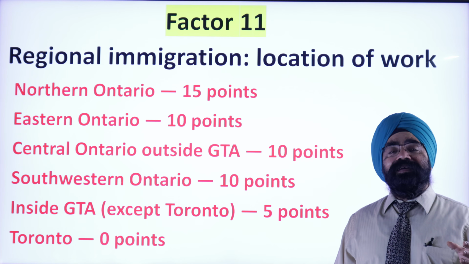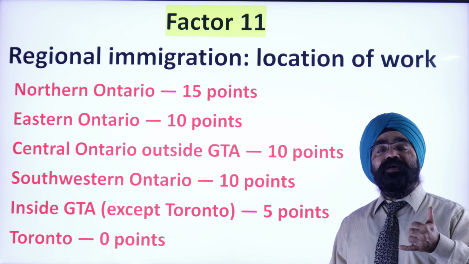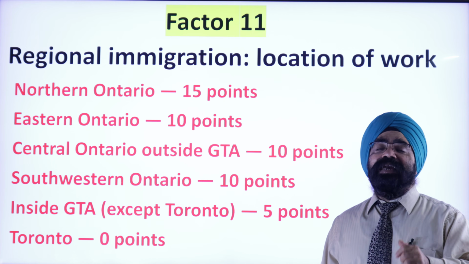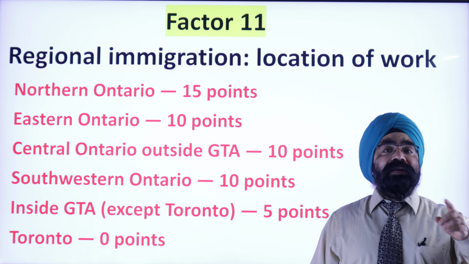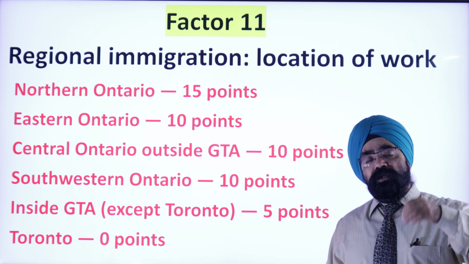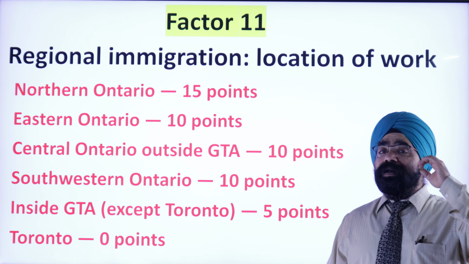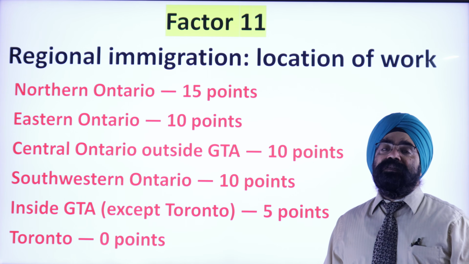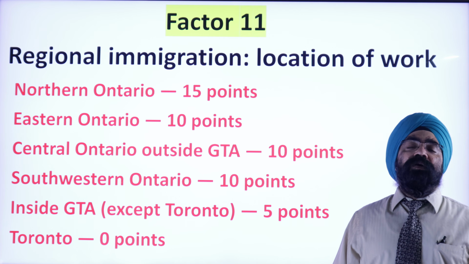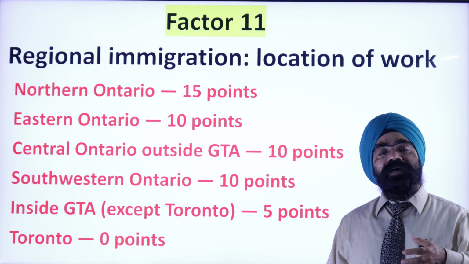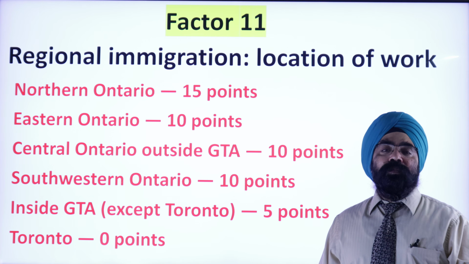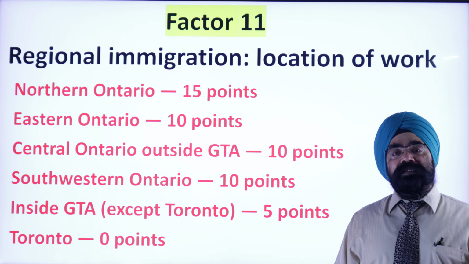That's an unfair advantage. I'm getting so many calls because people over there are very excited. They really know that they can easily get the PR. Because you get 15 points, while the same job in Toronto, 0 points. You are a carpenter in Toronto, 0 points. You are a carpenter in Northern Ontario, 15 points. Major difference. And that is the reason I'm getting so many calls from Northern Ontario. They say, please put my file. I have to tell them, wait, the system is not opened yet. So that's the 11 factors.